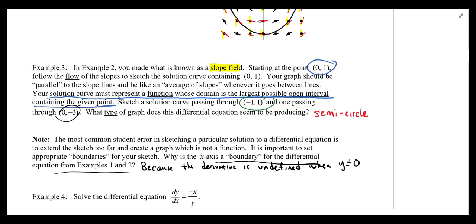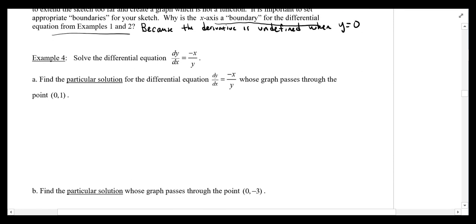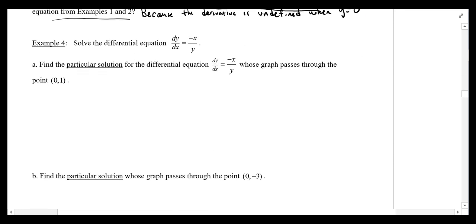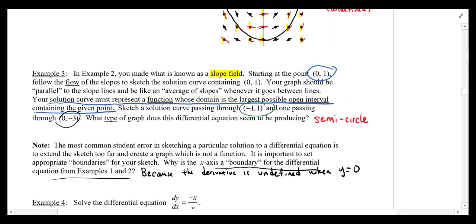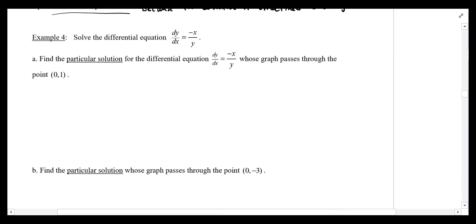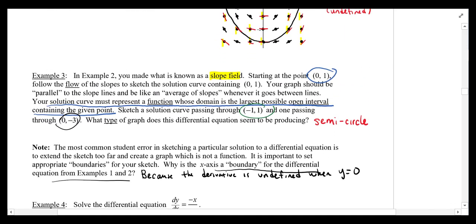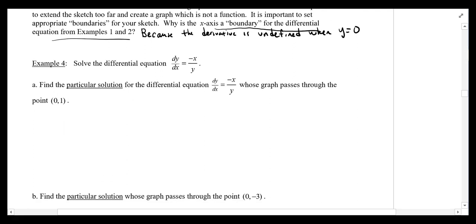Now, we've done the visual picture, and now what I'd like to do is review what we did last lesson. Can you now go and solve this differential equation? Okay? And then find the particular solution for it that passes through the point 0, 1. That would be the one in blue. And also then 0, negative 3. That would be the graph in black. And let's see if we can get the equation of a semicircle.